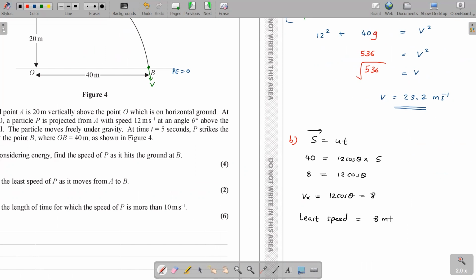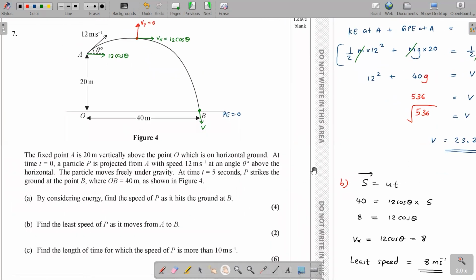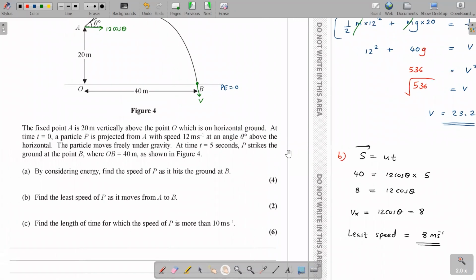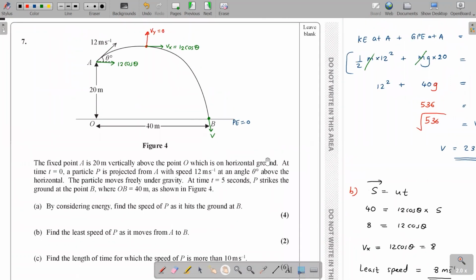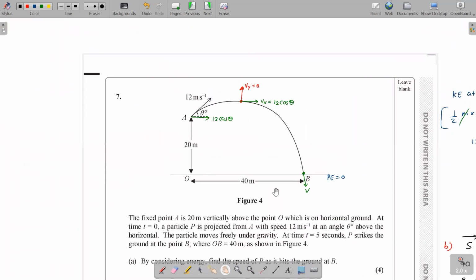Will be 8 meters per second. Is that clear? Let's move on to the next part, part C. Find the length of time for which the speed of P is more than 10 meters per second. So they're asking you to find the time where the speed is more than 10 meters per second.